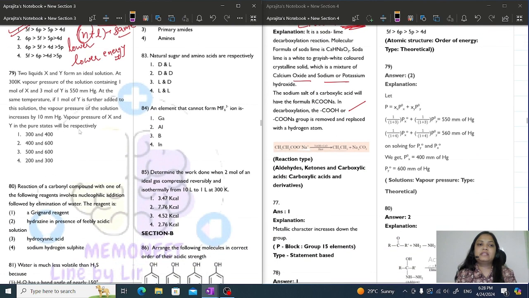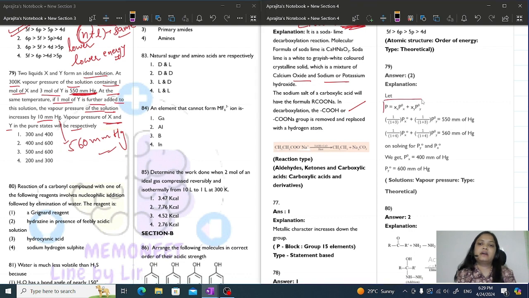Next is two liquids X and Y. They are forming an ideal solution. At 300 Kelvin, vapor pressure of solution containing 1 mole of X and 3 moles of Y is 550 mm of Hg. Then at the same temperature, if 1 mole of Y is further added to the solution, the vapor pressure increases by 10 mm, means now it will become 560 mm of mercury. Now we have to find the vapor pressure of X and Y in pure state.